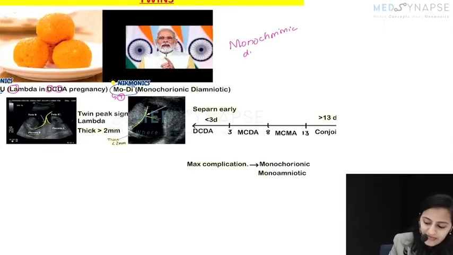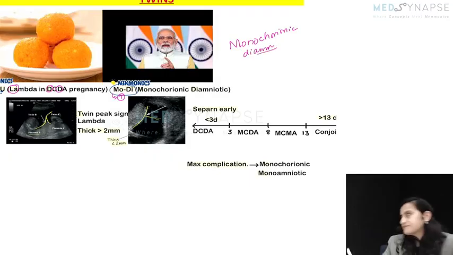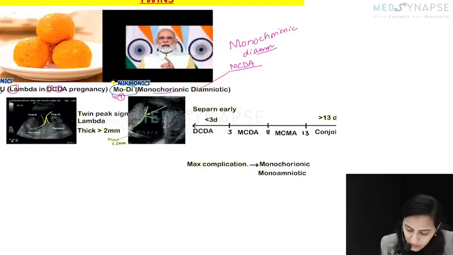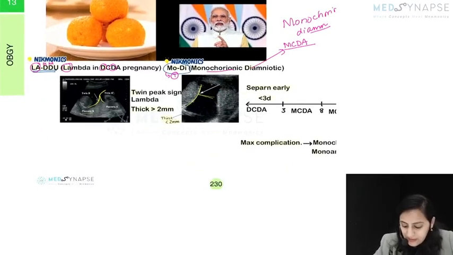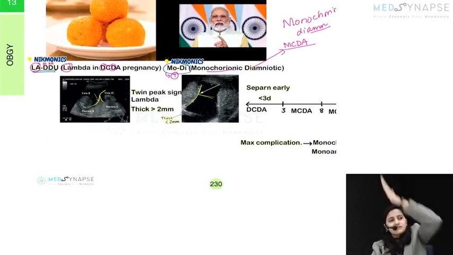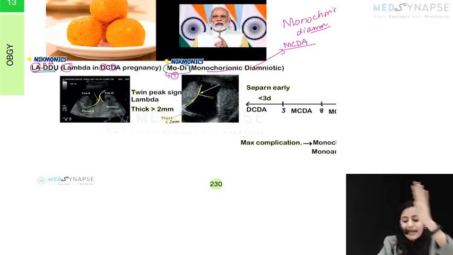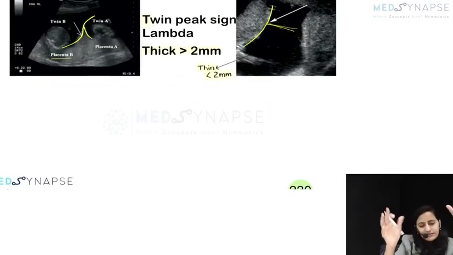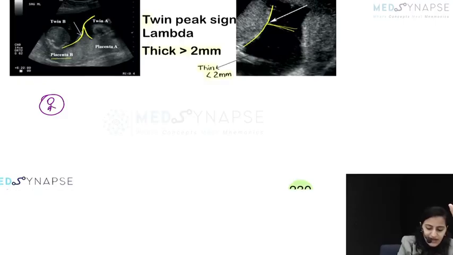Monochorionic diamniotic. It is MCDA. Right? Monochorionic diamniotic. In which of these is the separating membrane present? What do you mean by diamniotic twin pregnancy? Matlab there are two amniotic sacs. Each fetus has its own amniotic sac. That is diamniotic. So a diamniotic pregnancy will have this separating membrane.